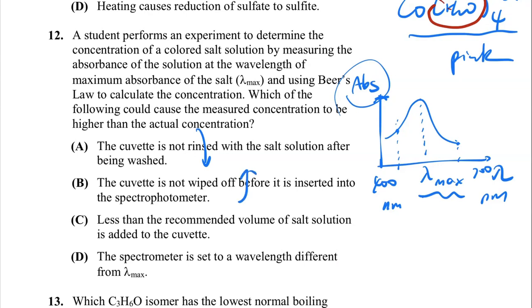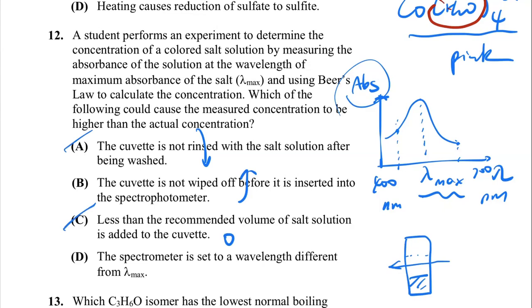For C, less than the recommended volume of the salt solution is added to the cuvette. That means if the recommended volume is this much and you add only this much, the light probably doesn't pass through the solution, so you get a 0 absorbance, right? So this might give you a 0 value, which is obviously not right.